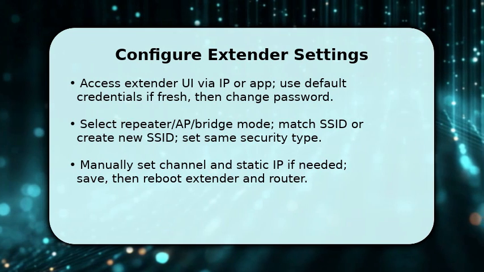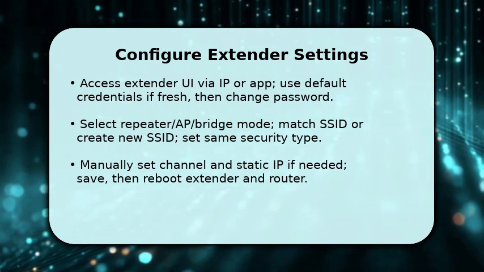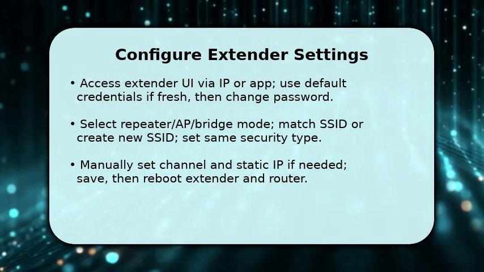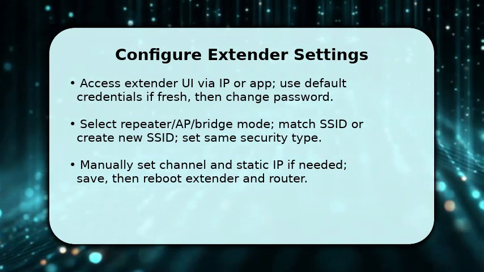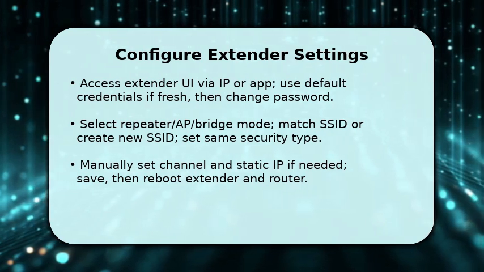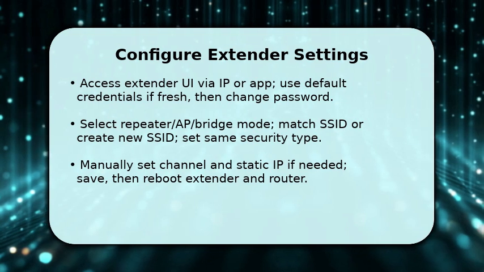Then match the router's security type and password, and either clone the SSID or name the extended network clearly. Once configured, set the channel to the router's channel or a less congested one and save settings. Then reboot the extender and the router to finalize the link.